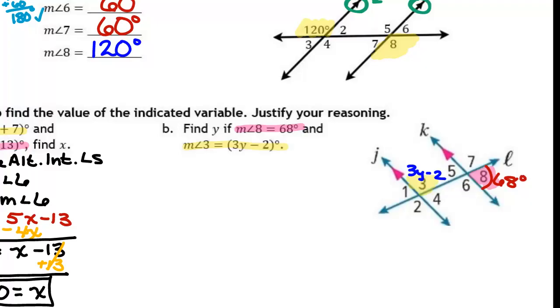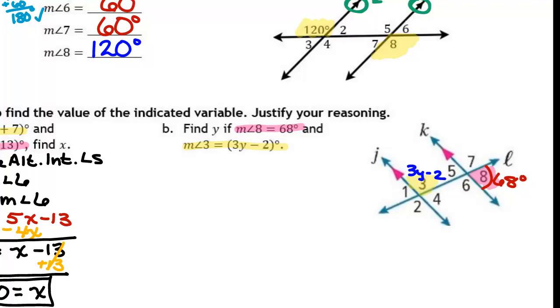Angles 3 and 8. Interior, exterior, one of each. Are they in matching corners? Oh, wait, no. This one's on the top, because I've got top, bottom, left, and right. Over here, we're on the right. So I don't have matching corners.